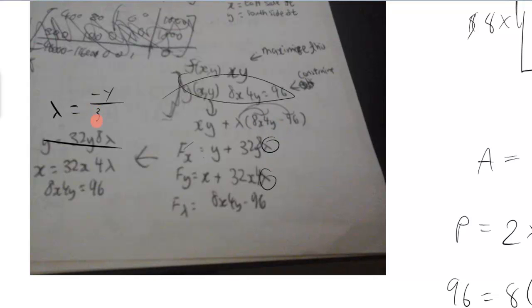So then it'd be divided by 32y. Those y's would divide, leave me with negative 1 over 32. Which means now in my next equation, instead of writing lambda, I'm going to write in negative 1 over 32. So this equation would become 0 equals x plus 32. I don't think that 4 should be there again because you already did the 8 times 4, so that should be gone. So it'd just be 32 times x times negative 1 over 32. Good news, those would divide.